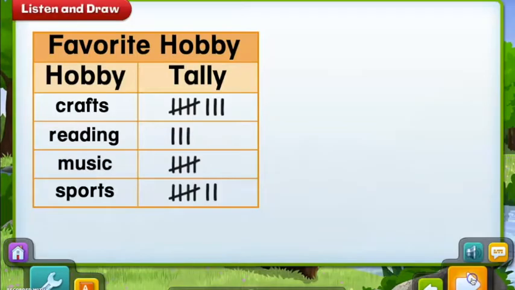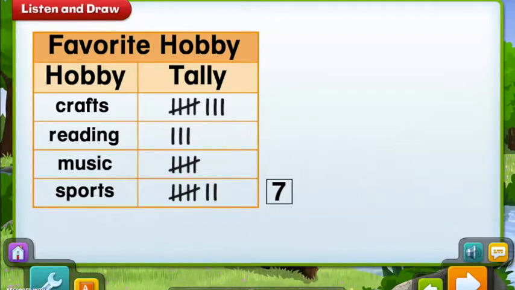Okay. Mr. Martin's class made this tally chart of their favorite hobbies. How many more children in his class chose sports than chose reading? First, let's count the number of children who chose sports as their favorite hobby. 1, 2, 3, 4, 5, 6, 7. There are 7 tally marks. So 7 students chose sports as their favorite hobby.